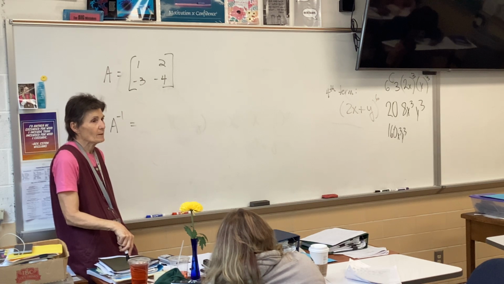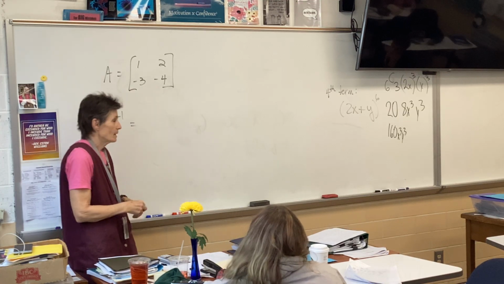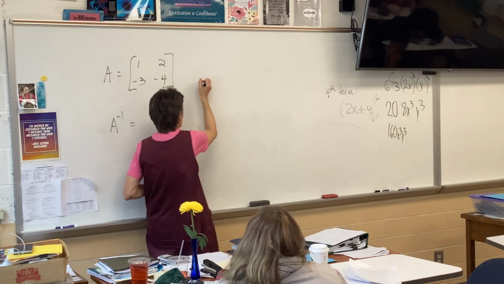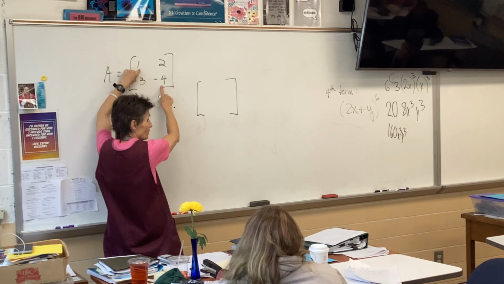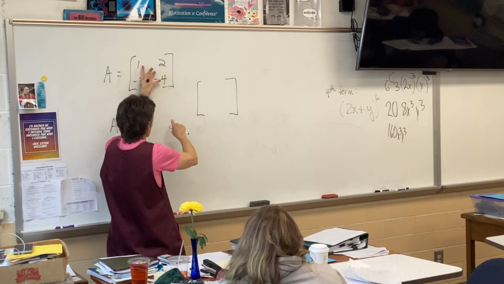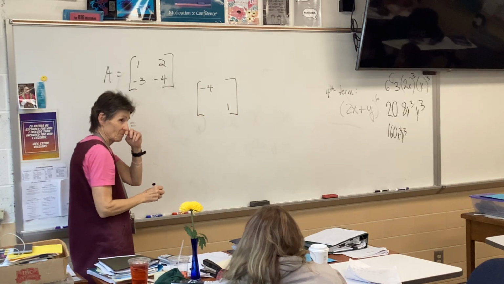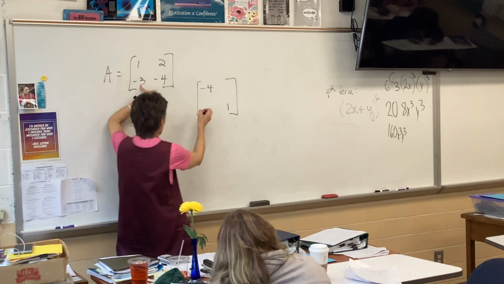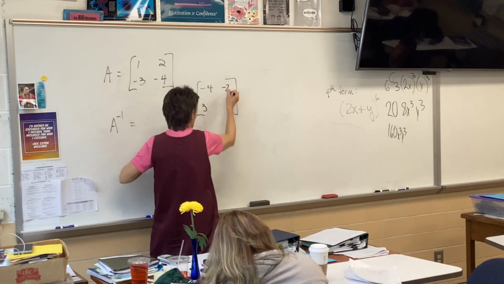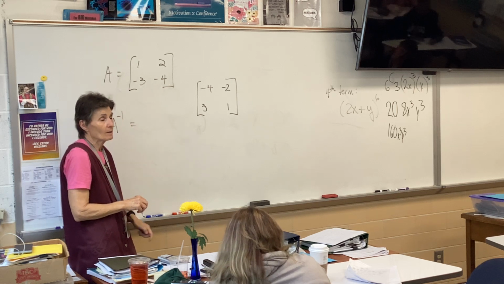So the first thing we have to do is make a new matrix, right? Take these guys right here, and we do this. So negative 4 and 1. And then what do we do with these two? So this becomes positive, that becomes negative. So there's my new matrix. All right? Then what?